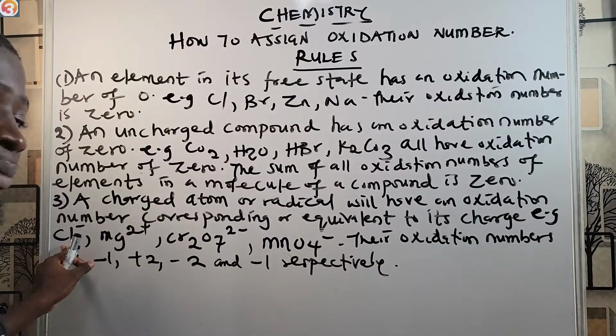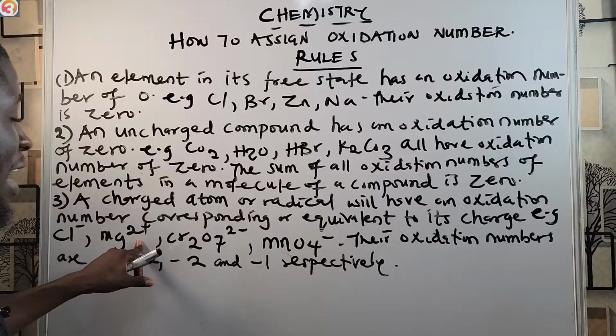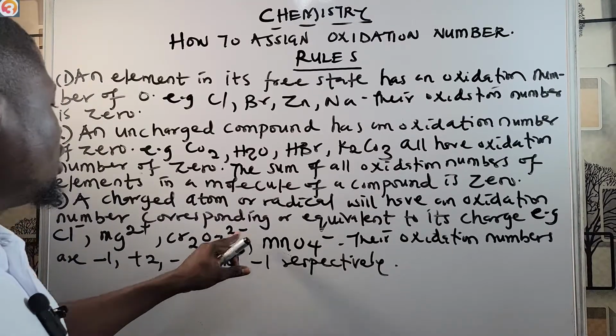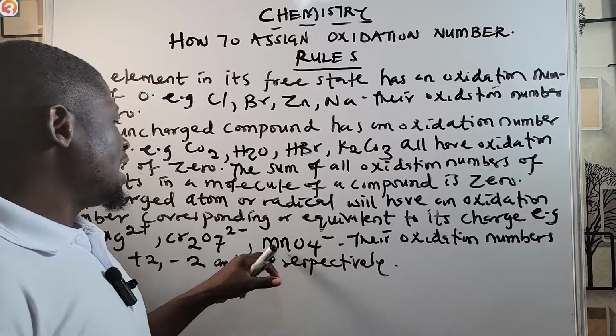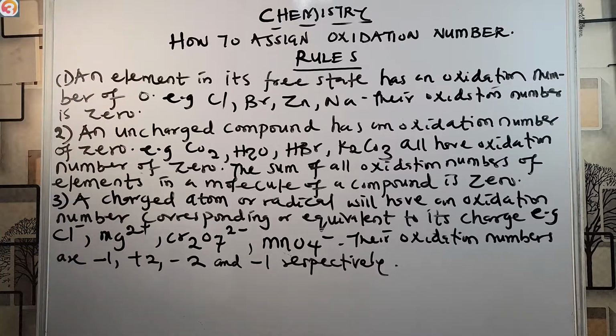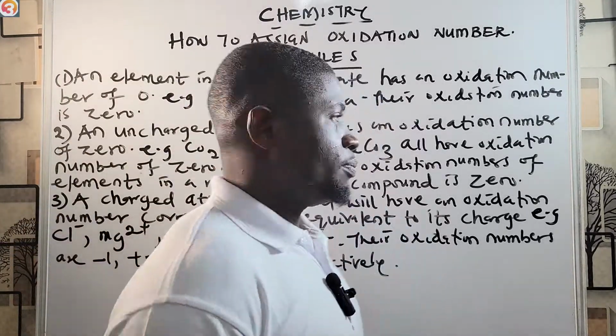E.g., Cl-, we have oxidation number of -1. Mg2+, we have an oxidation number of +2. Cr2O7 2-, we have an oxidation number of -2. And of course, MnO4-, we have an oxidation number of -1 respectively. I'm sure this is very clear. In case you do not understand any part of this, please make sure you drop a comment.